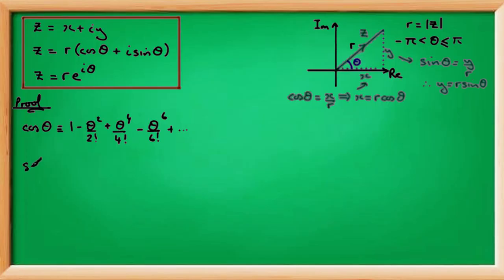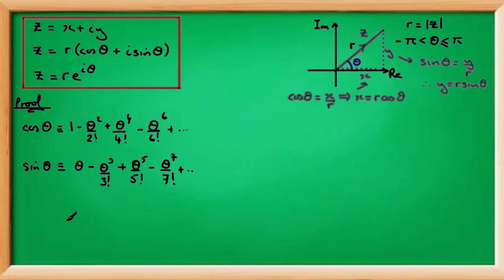It can also be shown that sine theta is identical to this series: theta minus theta cubed over 3 factorial, and this one oscillates in sign. We now go to plus theta to the power 5 over 5 factorial, and then minus theta to the power 7 over 7 factorial. It's going to carry on like this. The next term up would have been plus theta to the power 9 over 9 factorial, and so on.